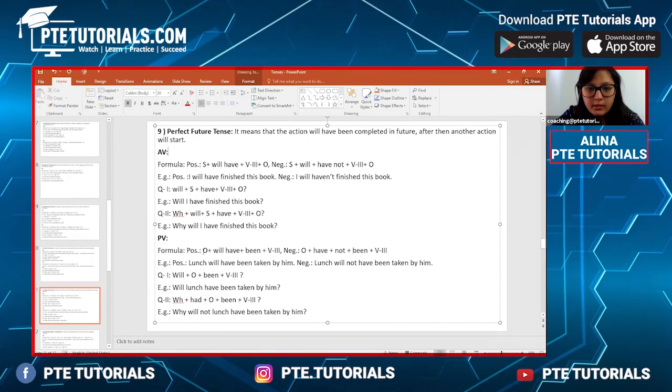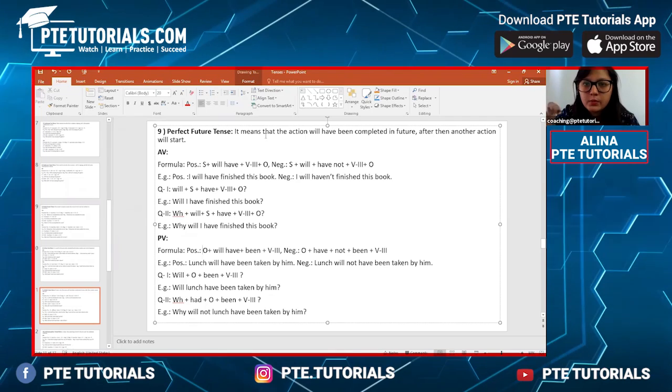The passive voice formula is: object as its subject, then will have is used as it is in active as well. Then there is one word which differentiates active and passive, that is been. So been is used, and rather than the subject, the object is used in passive voice. Fine. So lunch will have been taken by him before going to sleep, before watching television, something like that. This activity will be done before any other event. That's the purpose of perfect future tense. I will surely complete this activity in the future without considering the past activity as well. So this is perfect tense.